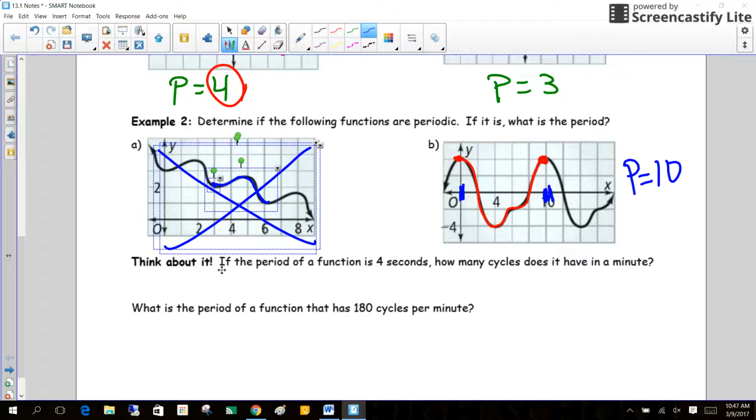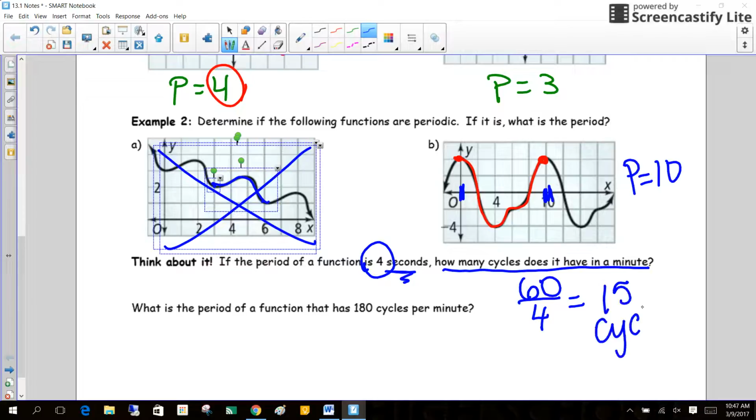So slightly different perspective now. Instead of looking at the graph, knowing that the period of a function is 4 seconds, how many cycles does it have in 1 minute? So we're talking seconds, which means there's 60 seconds in 1 minute. Each period is 4 seconds long, so there will be 15 cycles throughout the 1 minute.